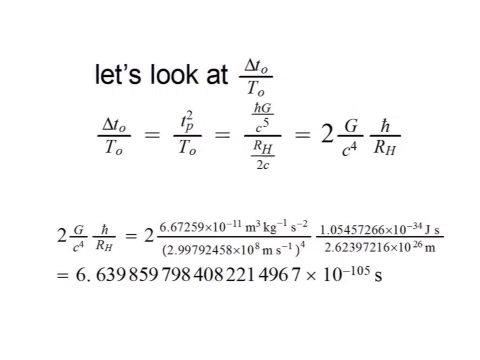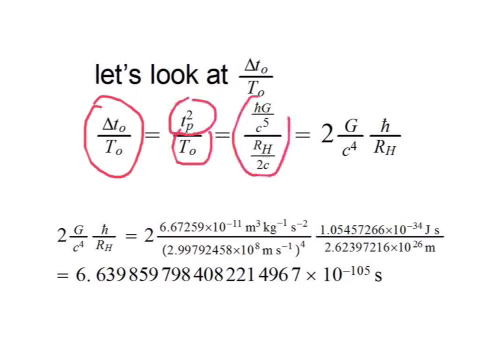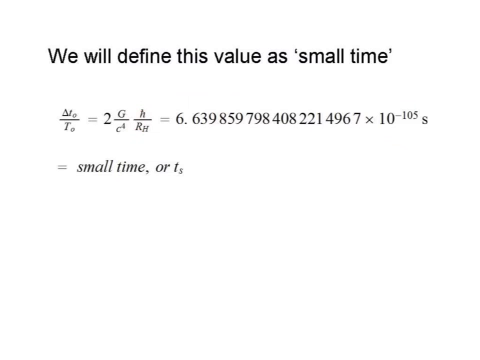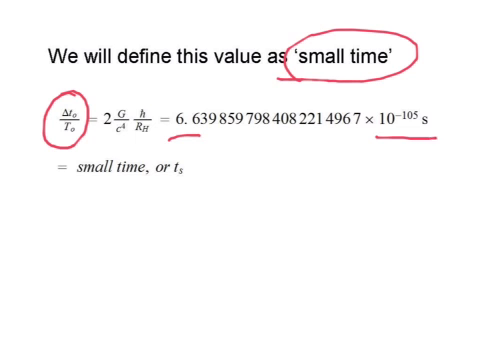Let's look now at delta T sub O divided by the age of the universe. Delta T sub O is the Planck time squared, divided by the age of the universe. These are the equations we use to determine it, and we get this expression here. Numerically, this expression comes out to be approximately 6.6 times 10 to the minus 105th seconds. We will define this value as small time, our smallest unit of time. Delta T sub O divided by the age of the universe, our 6.6 times 10 to the minus 105th seconds, will be shown as T sub S.